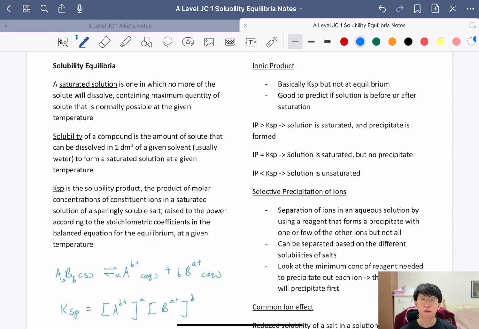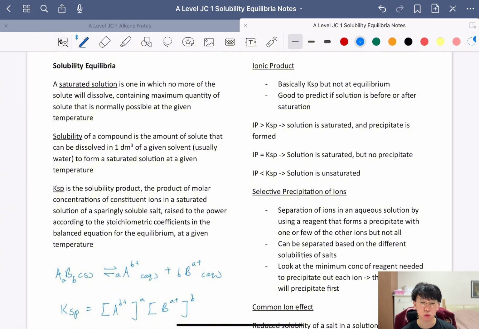Let's begin. Solubility equilibria is a very short physical chemistry topic that is very similar to and uses concepts from chemical equilibria, but in this case, it applies to sparingly soluble salts. So here I'll quickly summarize all the key pointers you need to take note of when dealing with questions related to solubility equilibria. The first thing to take note of is to understand what a saturated solution is.